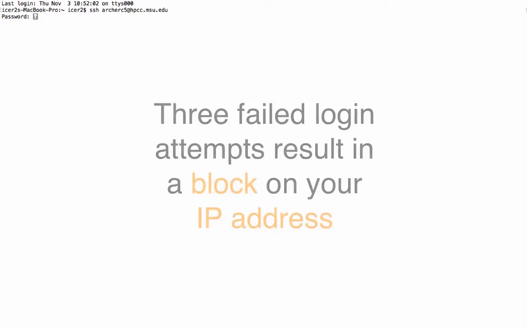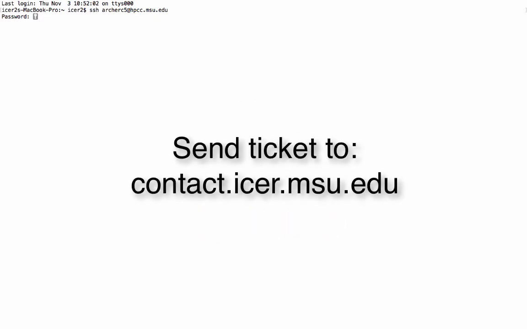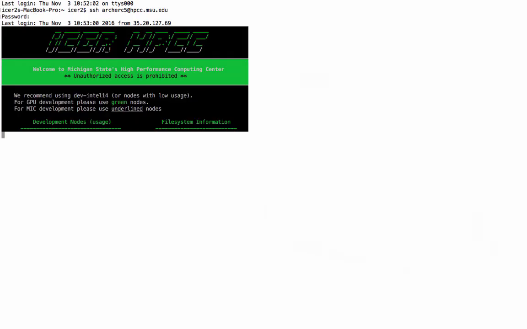Be very careful when doing this step, as 3 failed attempts will result in an automatic block on your IP address. To reset your account, send a ticket to contact@isr.msu.edu. Where to work? Once you've logged in, you will be on the gateway node.